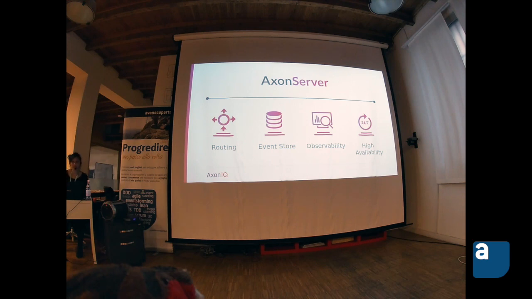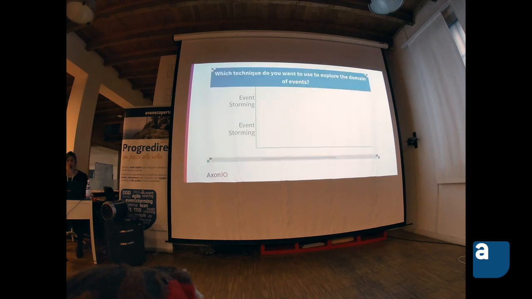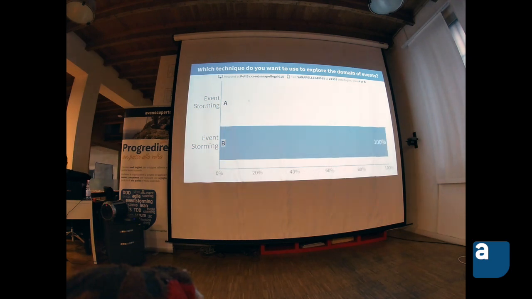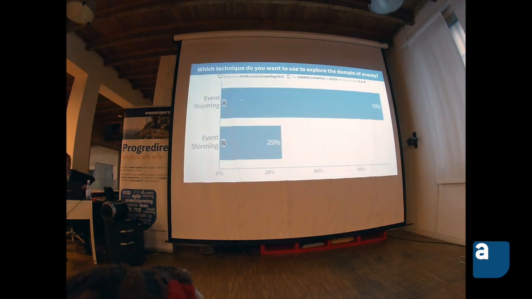Okay, so we have two Axon Server versions. We will use the standard edition, which is the open source version. There is also an enterprise version with some additional features. So, for example, if we want to start implementing our application, which technique do you want to use in order to explore the domain of events? Okay, very smart choice. You chose event storming.